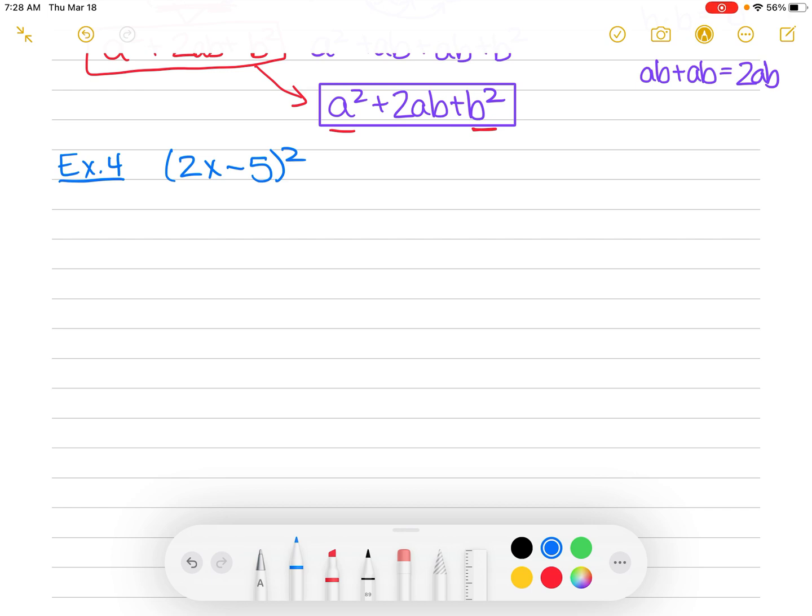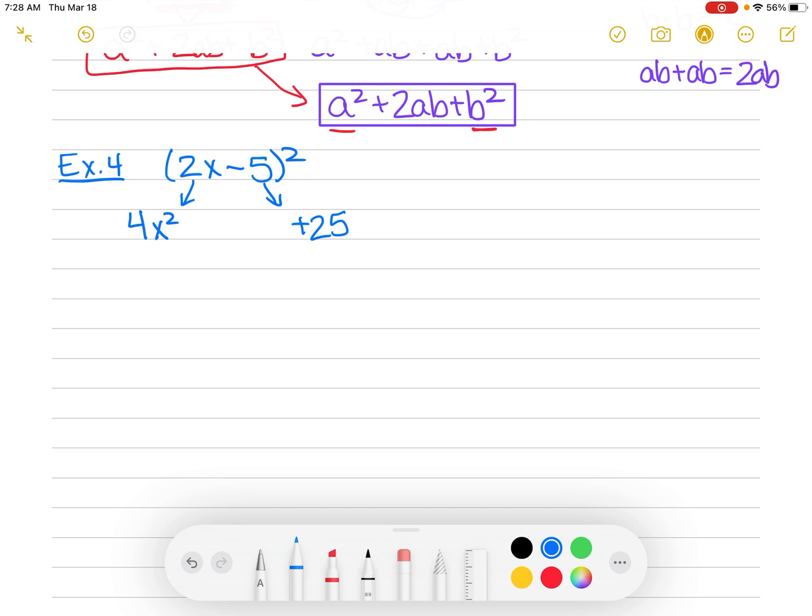Okay, now that you're back, let's go ahead and try it the shortcut way first. So I'm going to take each of these numbers and I'm going to square them. And I'm going to put one at the front and one at the back. So 2x would be 4x squared. So remember, I'm doing 2x times 2x. And that gives me 4x squared. Now at the end, I have minus 5. So negative 5 times negative 5 is going to give me 25, plus 25. Be careful with your signs also.